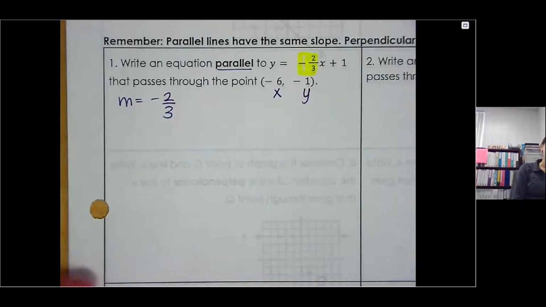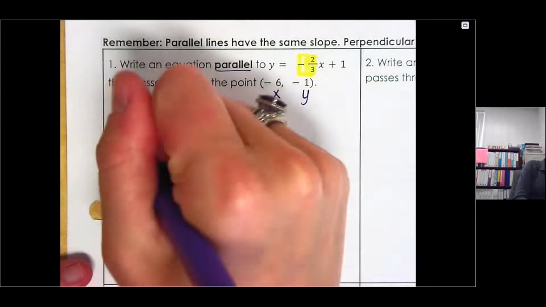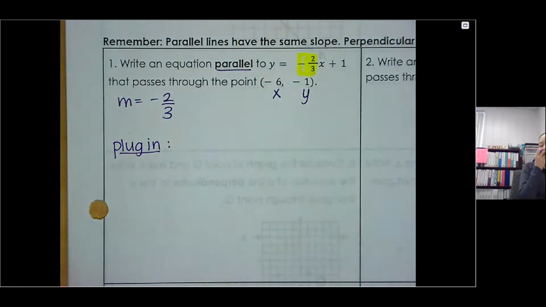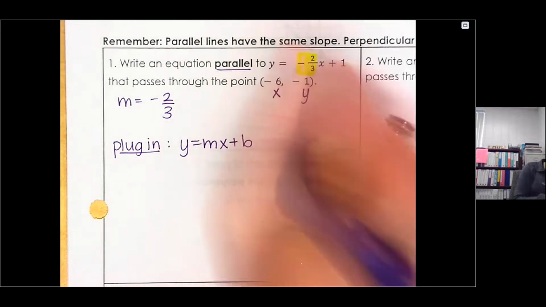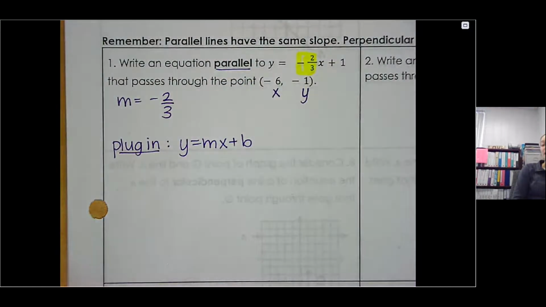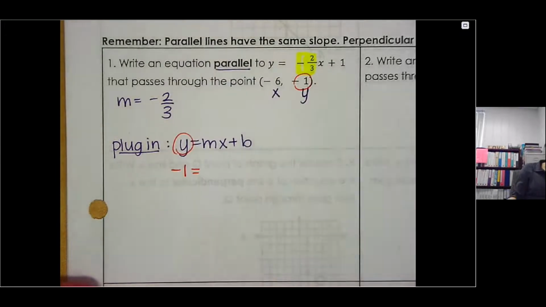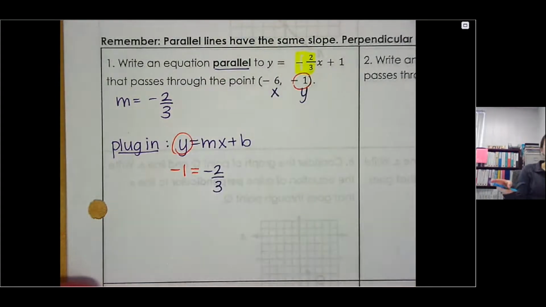Okay. So step 3, we're going to substitute in our ordered pairs. So this is the part where we are going to plug in, and this is where it gets to be just a little bit of algebra. So we're going to write the slope-intercept form, y equals mx plus b. And all we're going to do is substitute in the values that we know. So what number are you going to plug in for your y? -1. What number are you going to plug in for your slope? -2/3 times. Now, what are you going to plug in for your x?